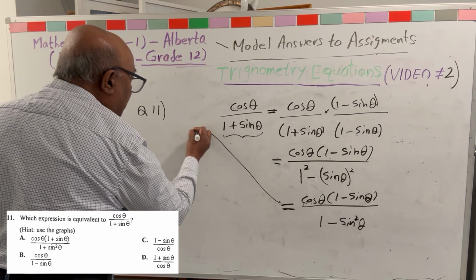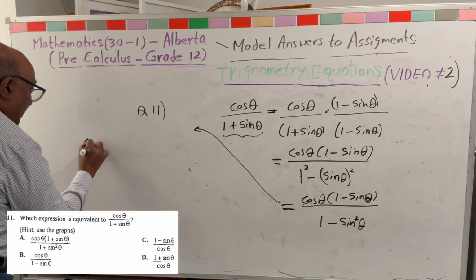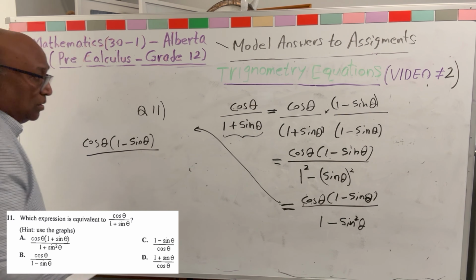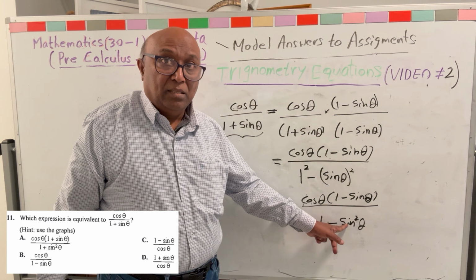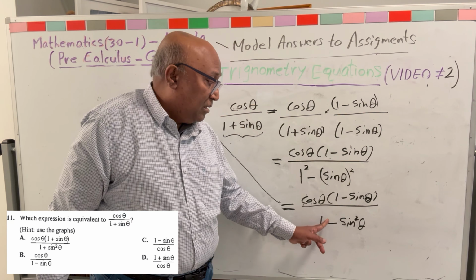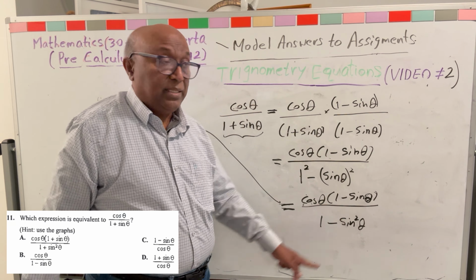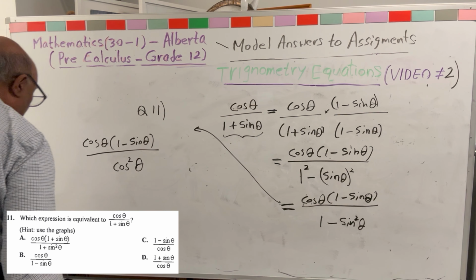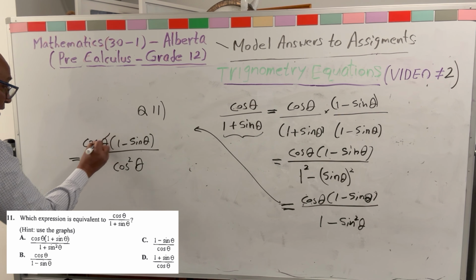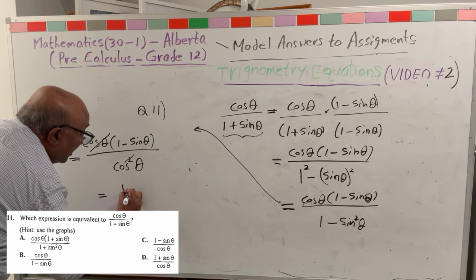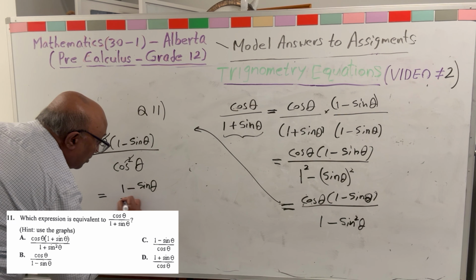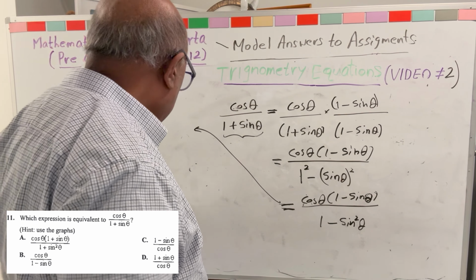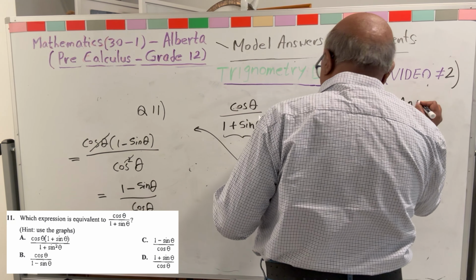Okay, I continue from here. Write it again: cos theta times 1 minus sin theta upon 1 minus sin square theta. From the Pythagorean identity, we know that 1 minus sin square theta is equal to cos square theta. Now we can cancel one cos theta term like this. Finally, you remain with 1 minus sin theta upon cosine theta. Okay, that's the answer: 1 minus sin theta upon cosine theta. That means the answer is C.